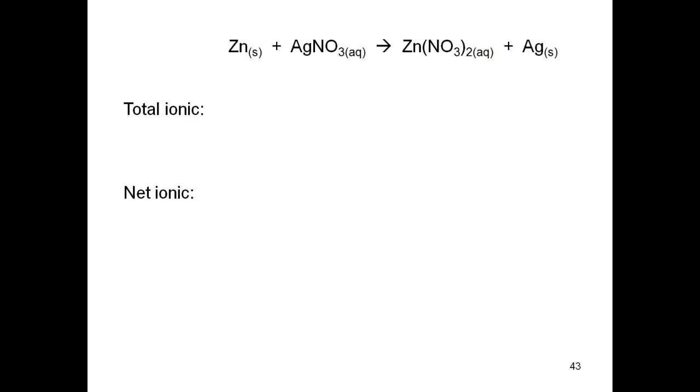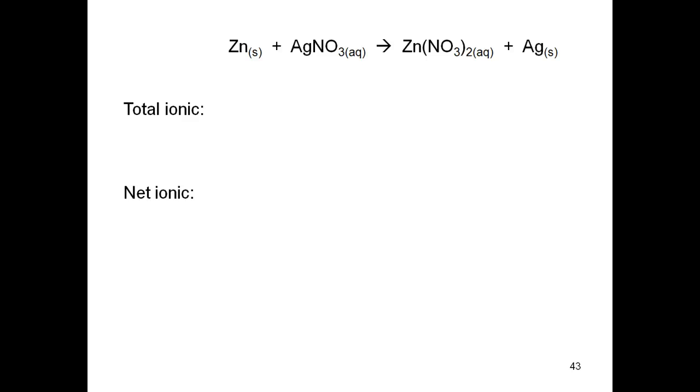On the test, if I request you to balance it by the half reaction method, then you must do it by the half reaction method. It's not about getting the correct balanced equation, it's about the procedure, which is what I'm trying to show you here. Okay, the first thing we need to do is take this formula unit equation and write it as a total ionic equation.